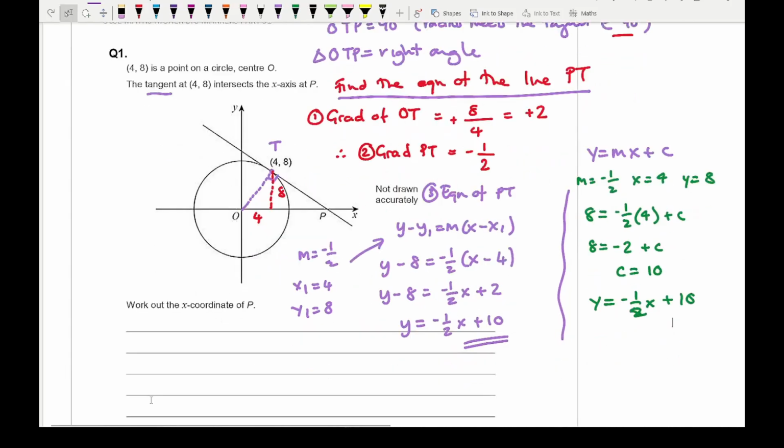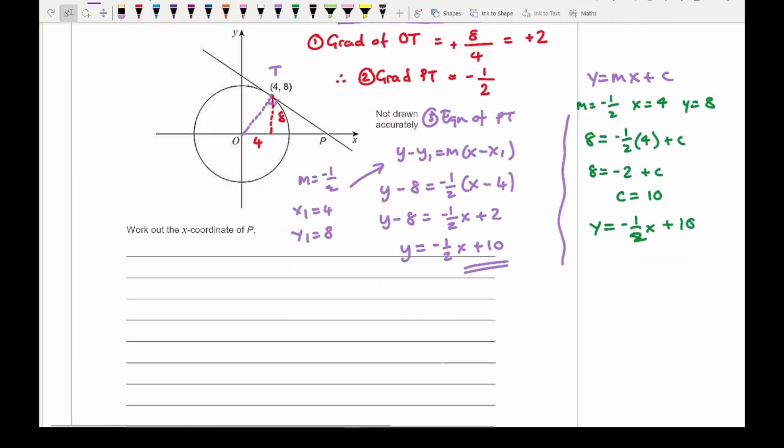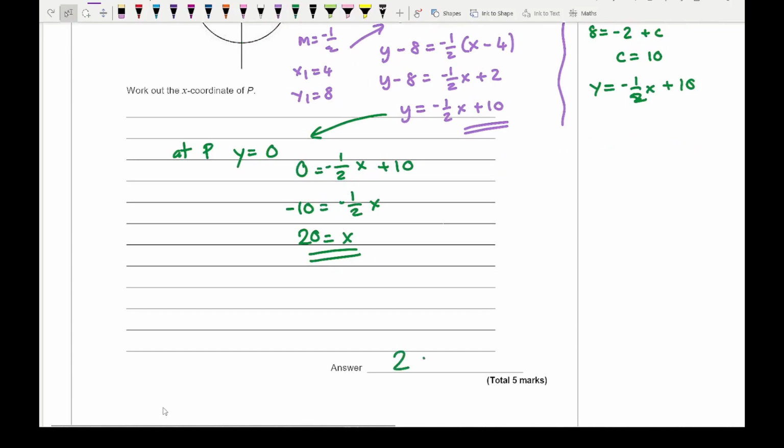Now using the equation of the line, I could then work out point P. Now at P, the y ordinate is 0 because it's at this point here. So substituting that in, I get 0 equals minus a half x plus 10. Take the 10 over, in which I get minus 10 equals minus a half x. Take the minus a half over, and I get positive 20. So x equals 20, and that there is my x ordinate of P.